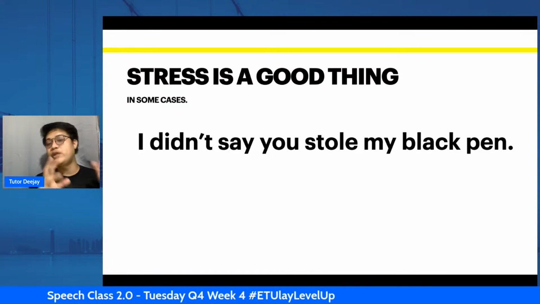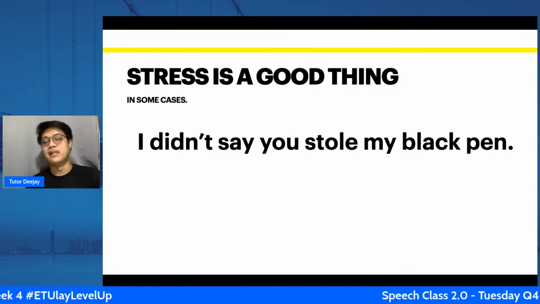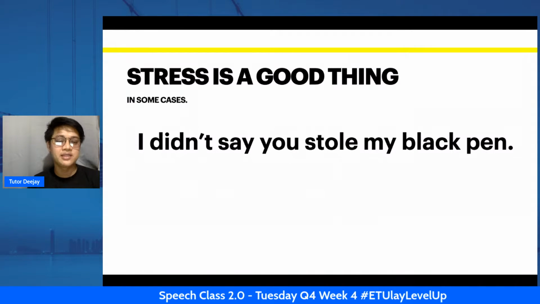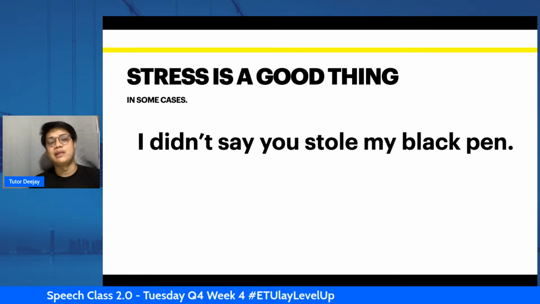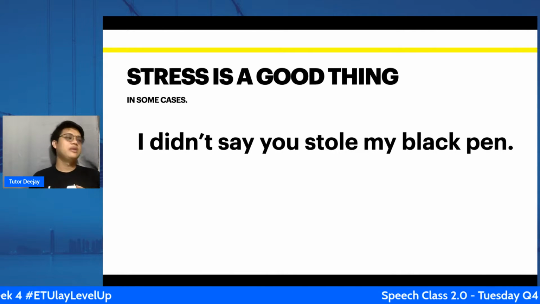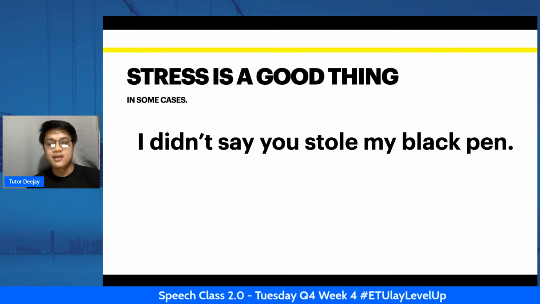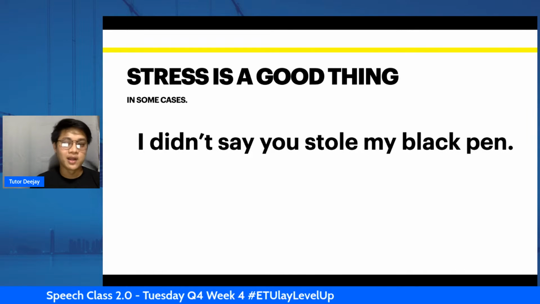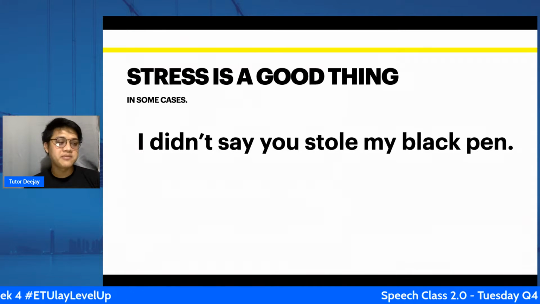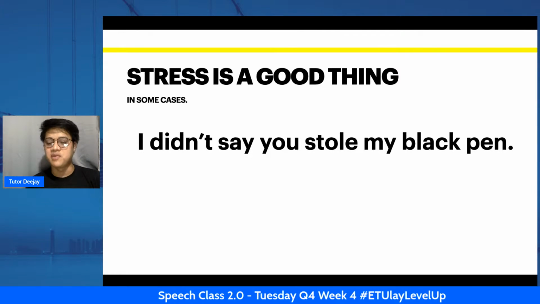Right? So if we change word stress, it's going to change the meaning. I didn't say you stole my black pen. I said your brother stole my black pen. Okay? Bago na naman yung message. I didn't say you stole my black pen. I said you borrowed it. Right? I didn't say you stole my black pen. You stole her black pen. I didn't say you stole my black pen. It means maybe yung red ang ninakaw or kinuha. Okay? So it changes the meaning, basically. I'm saying the same sentence repeatedly over and over again, but then I change the word stress. And somehow it changes the meaning as well.